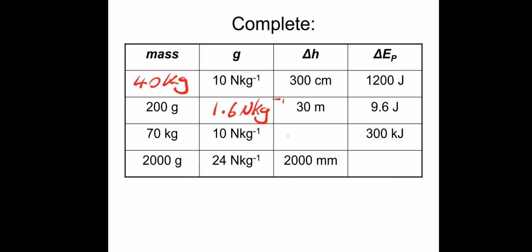The third one, rearrange to find the height. So it'll be 300,000 divided by 700, which gives you a height of 429 meters. And the last one, 2 kilograms, 2 meters, 24 newtons per kilo, gives you 96 joules. That's also another place in the solar system if you can figure out what it is. Let's move on then.